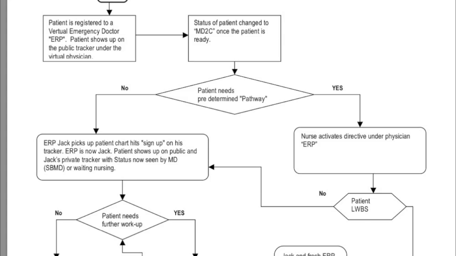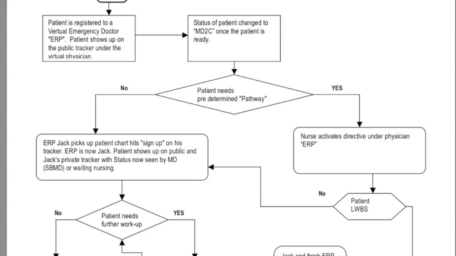The flow of patients goes like this. So the patient registers in the emergency room, and he's registered to ERP, emergency room physician. He's not assigned a fictitious name like it's done now. He's just assigned to a doc who probably never sees the patient. And then the patient goes through the tracker, gets assigned a bed, and then what happens is when he's ready to be assessed by the physician, the nurse changes the status to MD to C. And that's how you know that the patients are ready to be seen.